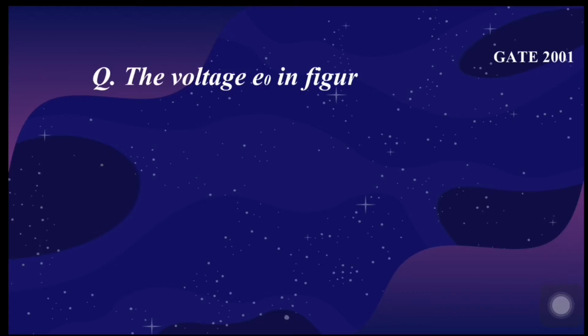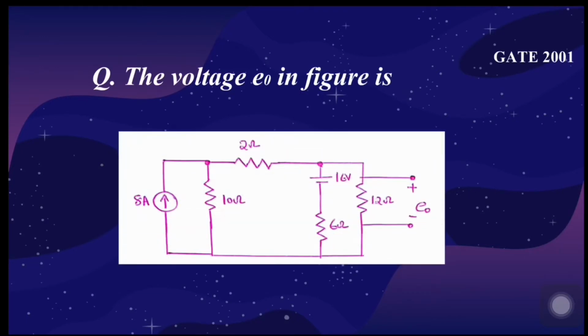The voltage E0 in the figure is... You can see the network here. Here we have one independent current source, 8 amperes, and one independent voltage source, 16 volts. E0 is marked as the voltage across this 12 ohm resistor, which is the quantity to be calculated. Now have a look at the 4 options given. Option A 48 volts, option B 24 volts, option C 36 volts and option D 28 volts.